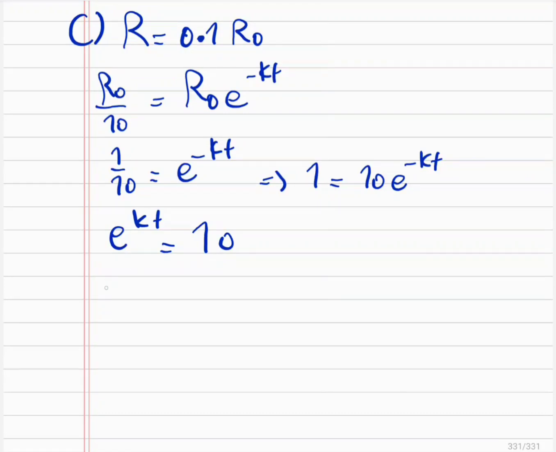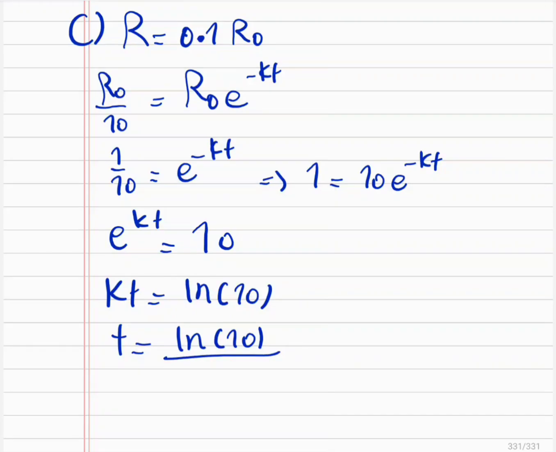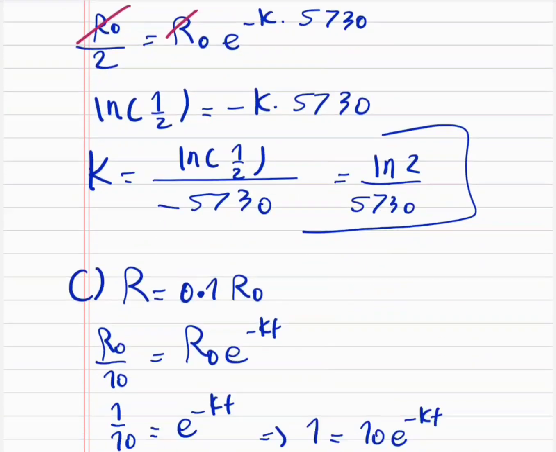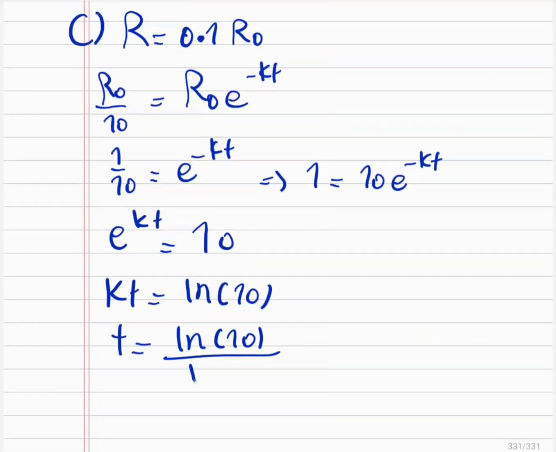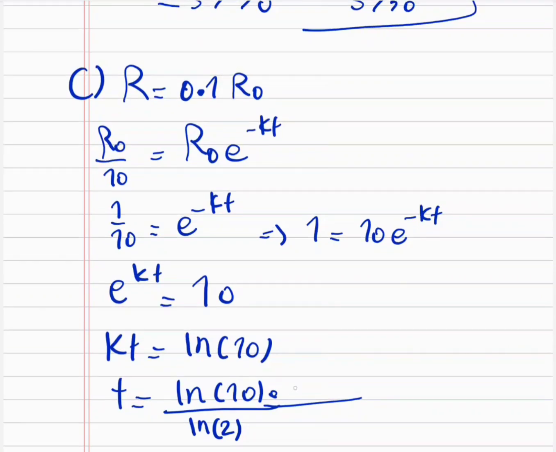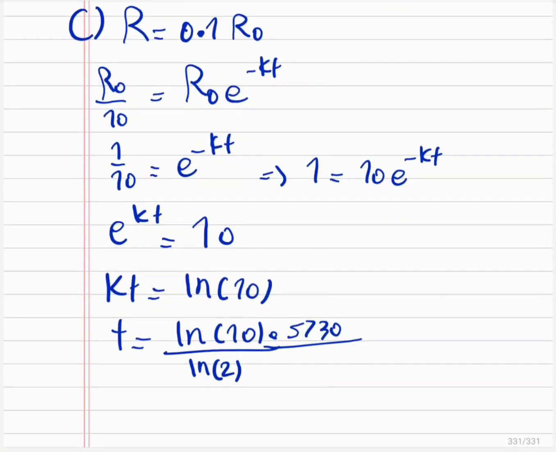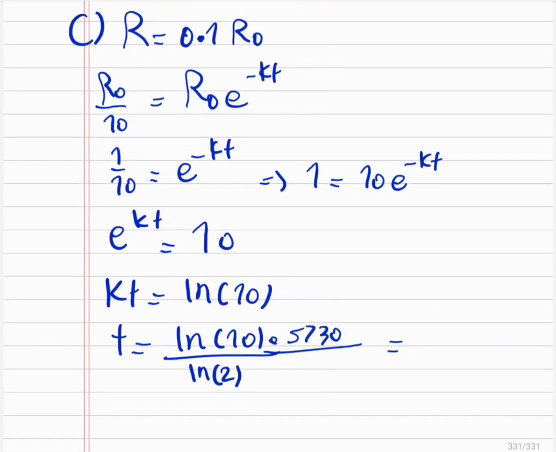So when we take ln, we'll have kt is equal to ln 10, and then t is equal to ln 10 over k. Now k is what we have found here, so that's ln 2 over 5730. And now we just use a calculator. So this approximately gives us 19,035 years.